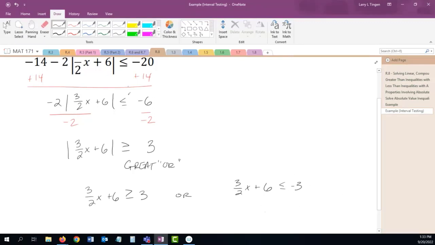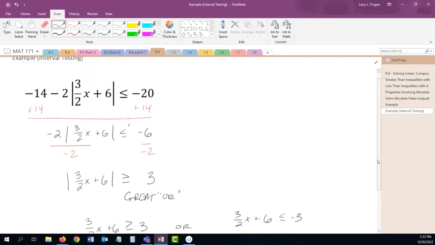So that -2 over there means that 2 is multiplied. It multiplies everything inside the absolute value. Trouble is I can't distribute it because I'm not allowed to do math inside the absolute value. So that's why I have to get rid of it with the division.